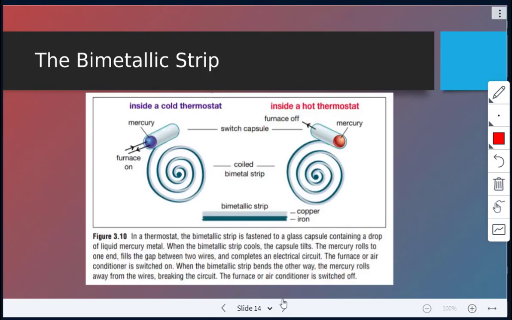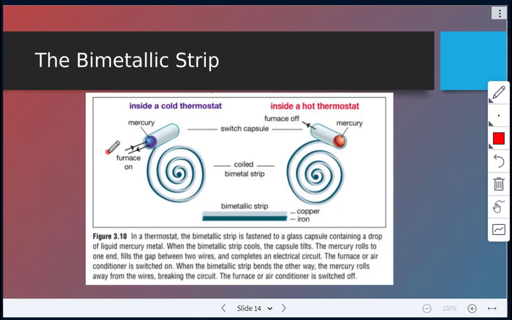So here we can see what's happening. We have a bimetallic strip in a thermostat. So in a thermostat, the bimetallic strip is fastened to a glass capsule, and it's got a drop of mercury inside of it. And when the bimetallic strip cools, the capsule will tilt. The mercury is going to roll to one end, filling the gap between the two wires, and it'll complete an electrical circuit. So for example, the furnace or the air conditioner will be switched on.